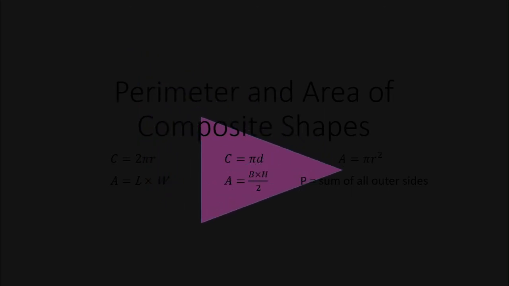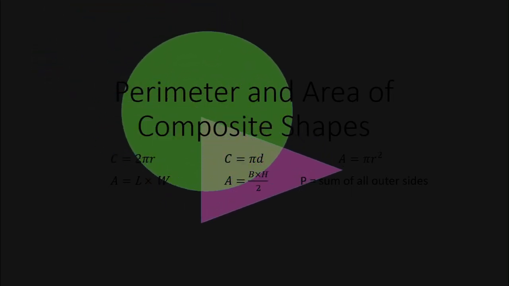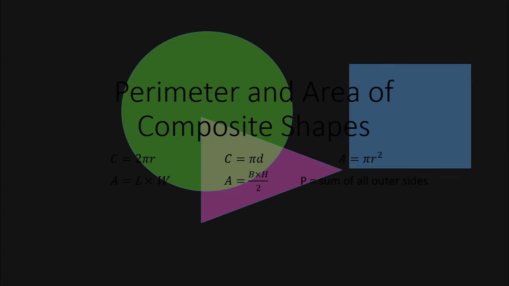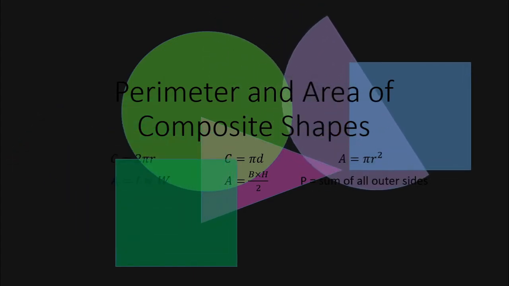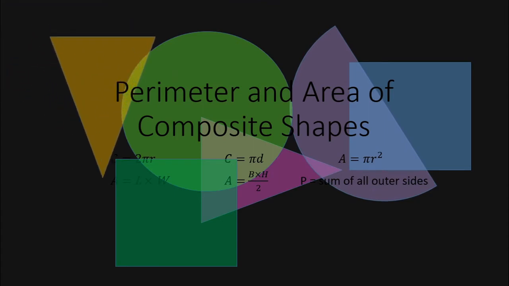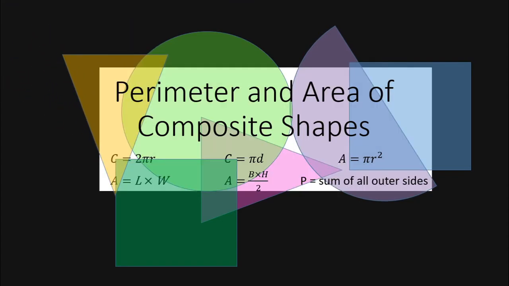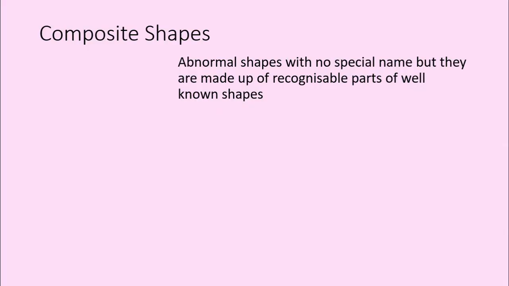Hey guys, today we're going to have a look at the perimeter and area of composite shapes. So for this lesson, you're going to need to remember your formulas for the circumference of a circle, whether you're given the radius or the diameter, and the area of a circle, area of a rectangle, area of a triangle, and just remember that the perimeter of any shape is the sum of all its outer sides, or edges.